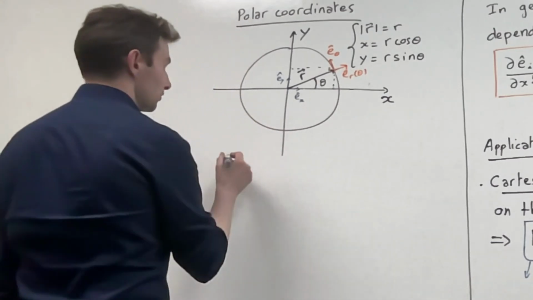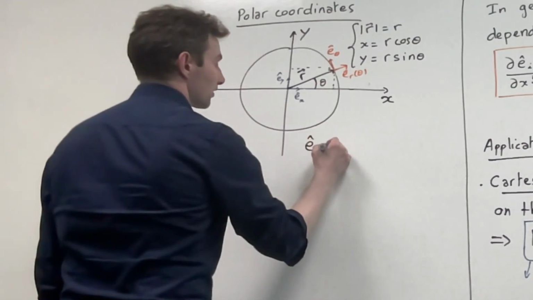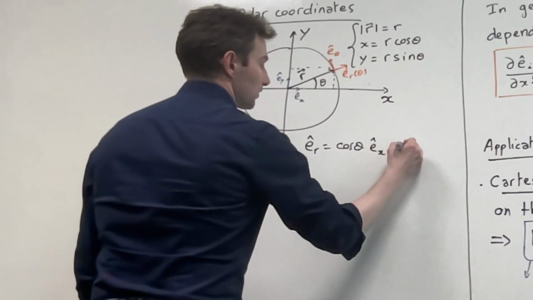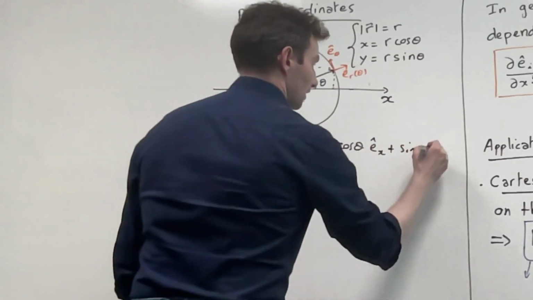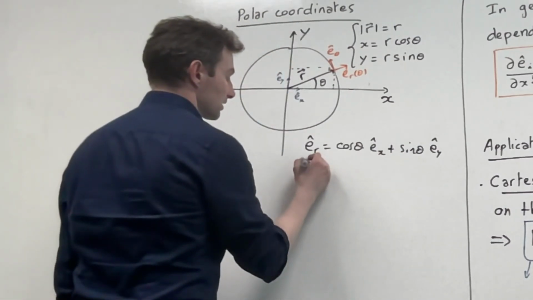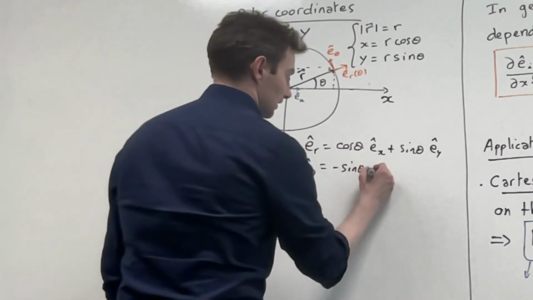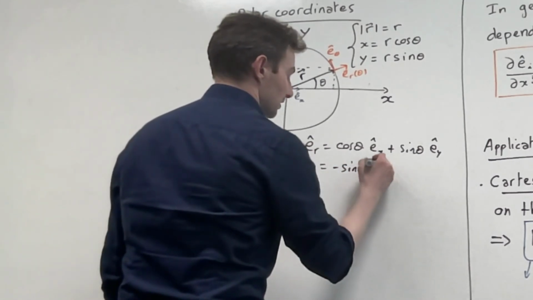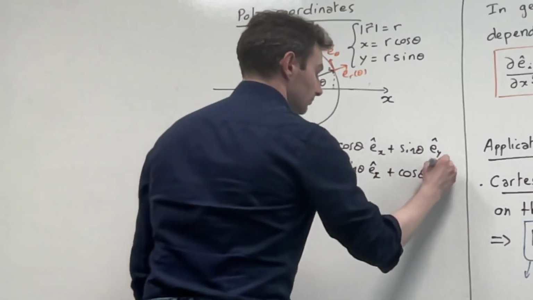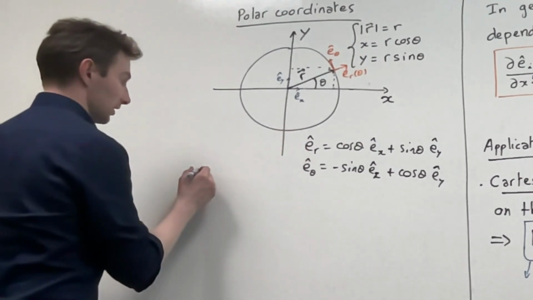Okay, so basically we've got polar coordinates. What we can do is that we know that there is ER, which is equal to cosine theta EX plus sine theta EY. And so what we have as well is that E theta is equal to minus sine theta EX, and then plus cosine theta EY. So what we can do basically here is differentiate.